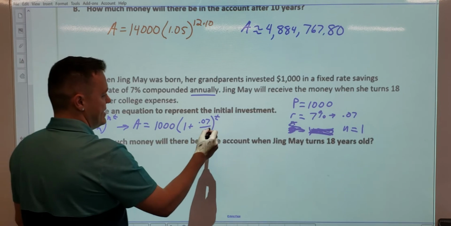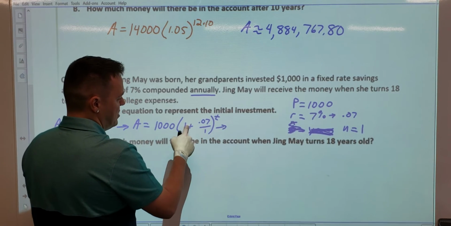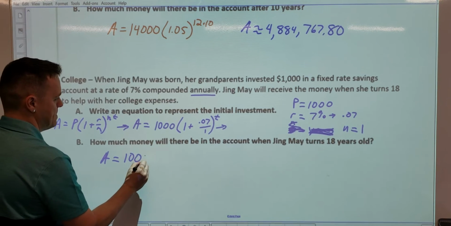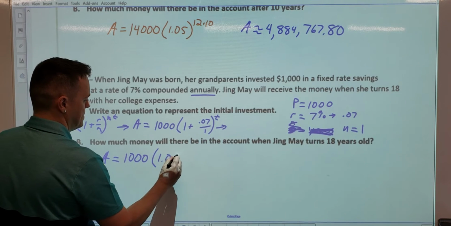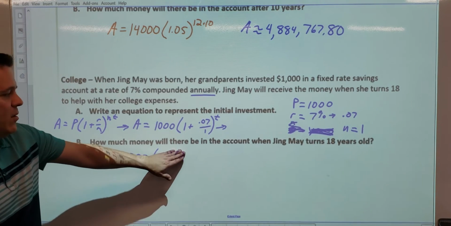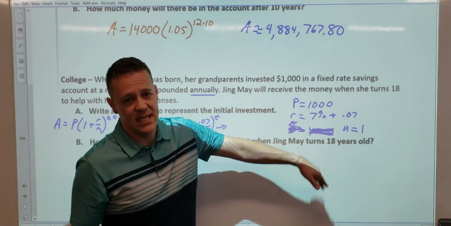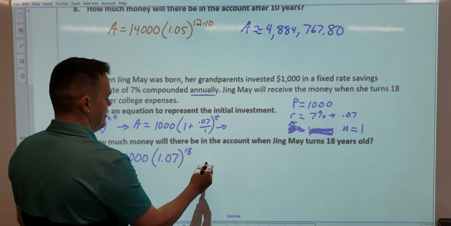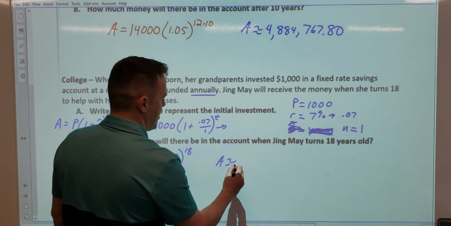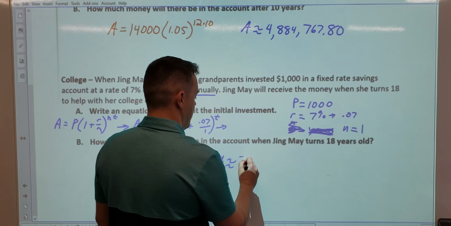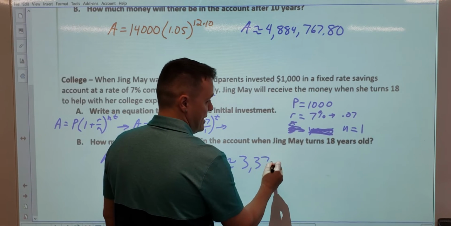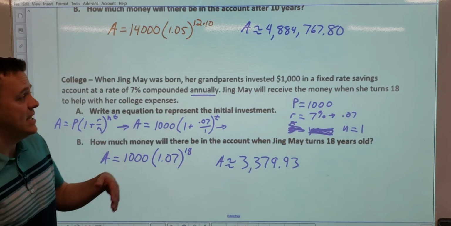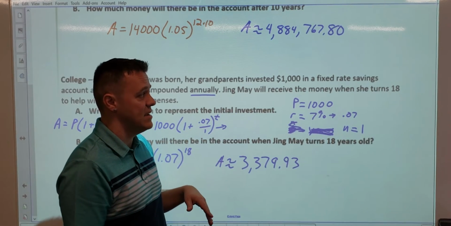So now you can simplify it down. You guys can see it'd be 1 plus 0.07. Okay, so here's our formula, and it would be to the power of T. Now, they want to know when she turns 18. Well, if they did this when she was first born, and it's when she's 18, you put 18 right there. So my A is approximately now $3,379.93, which isn't bad considering they did nothing except put $1,000 in a fixed savings account.